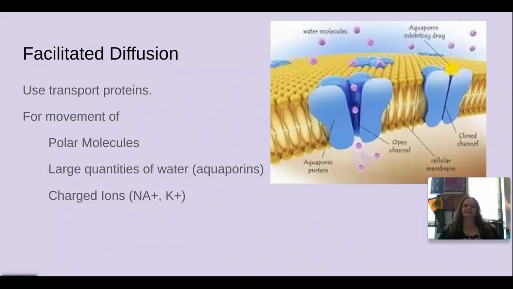So like I said, facilitated diffusion is going to use transport proteins. It's, again, going to be for the movement of polar molecules, charged ions, and actually large quantities of water. Small amounts of water can actually move through the membrane, but a large quantity of water is going to use a channel known as an aquaporin that allows water to sort of flow in a little bit more freely.